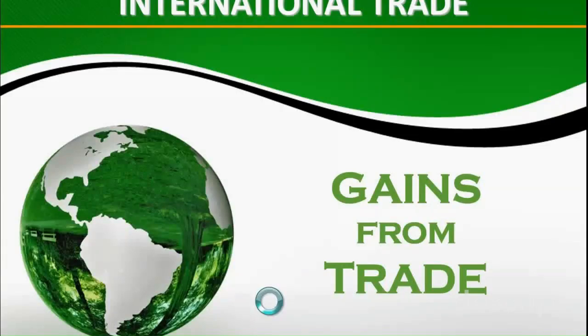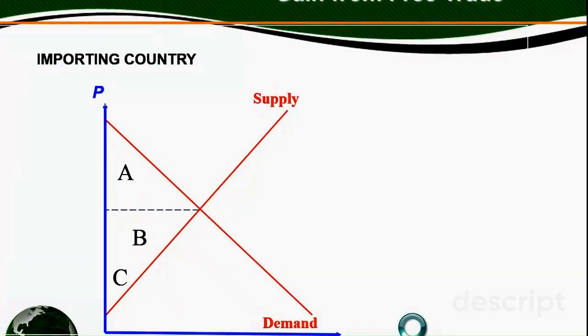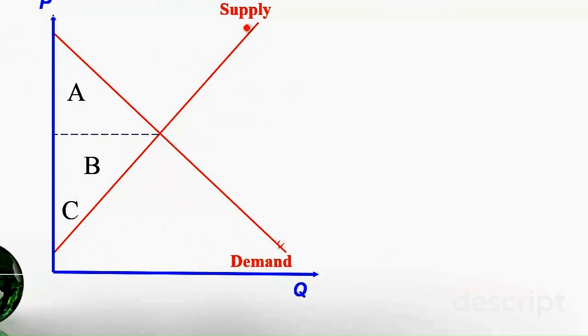Hello, everyone. Today's session, we will be looking at gains from trade, both for a country that exports a good and a country that imports a good. The first case is for the importing country. When this economy is closed, demand and the supply functions at home would determine the equilibrium price. And in this case, it is PE.